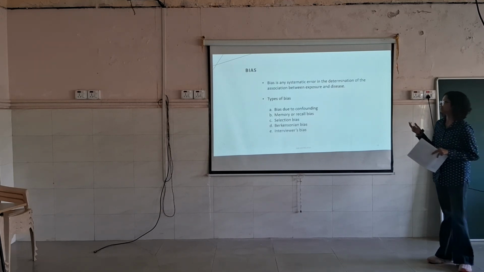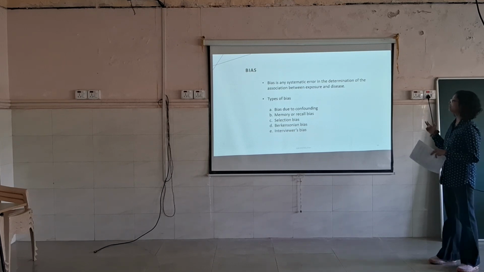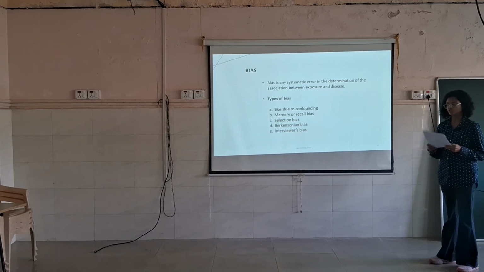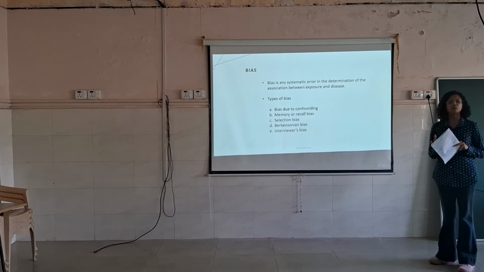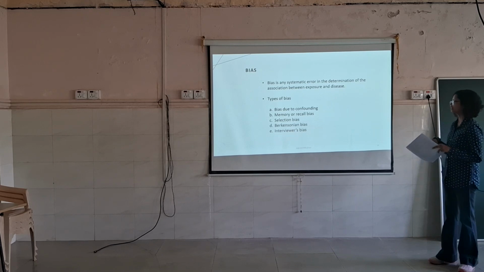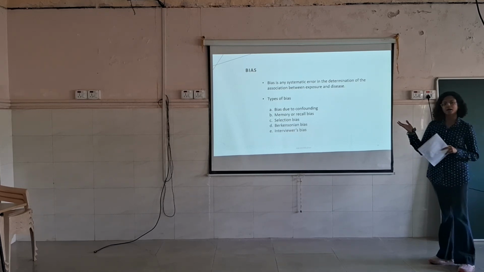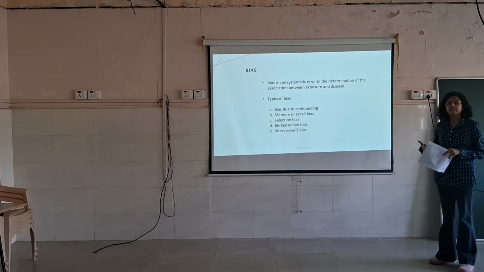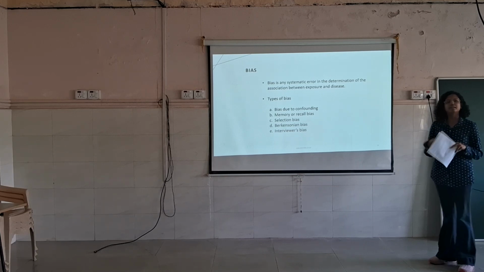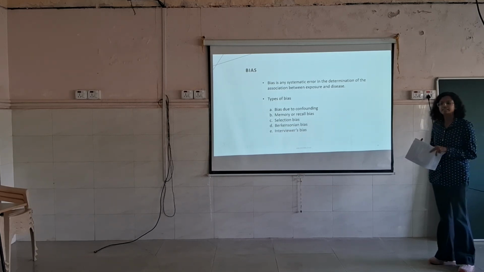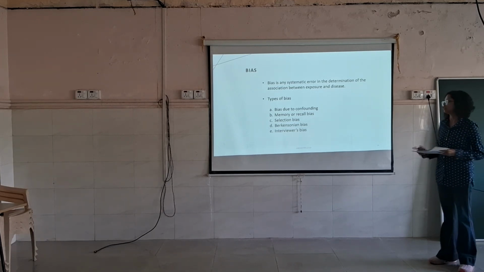So one thing that's significantly seen in case control studies is bias. Bias is any systematic error in the determination of association between exposure and disease. So it basically implies some sort of non-comparability between the cases and the controls. The types of bias are bias due to confounding, memory or recall bias, which is basically explained as a case would better remember their history. So if you're looking at somebody with stomach cancer, they would remember their dietary history better than a control, because they're trying to look for proof of what may have caused their condition.